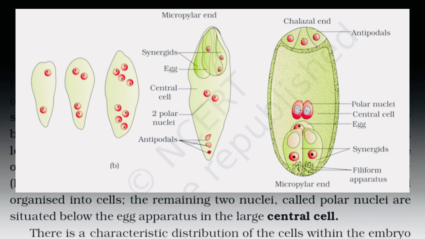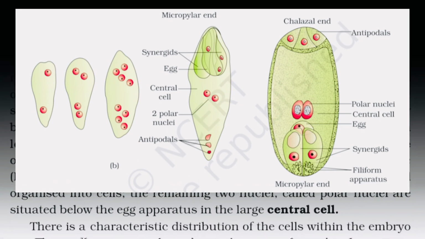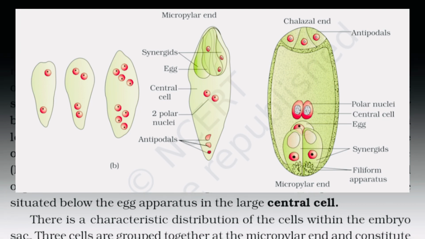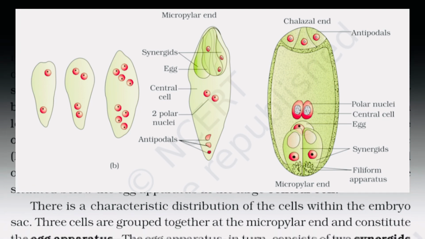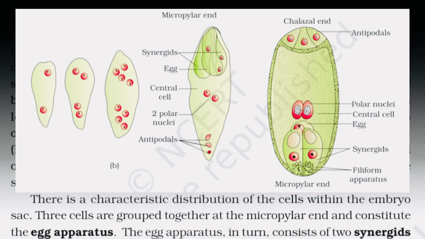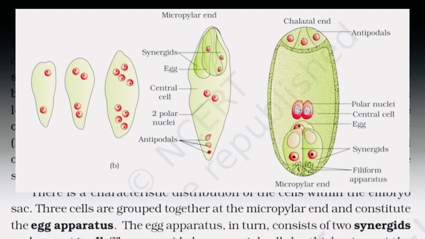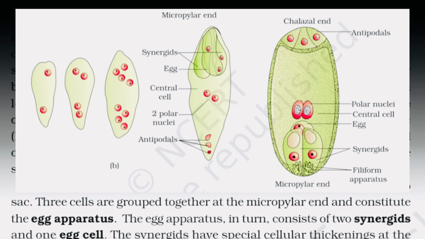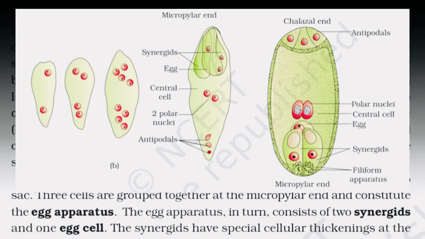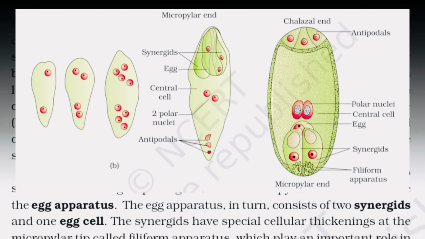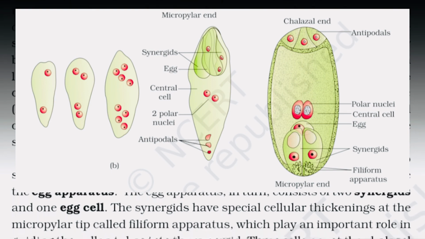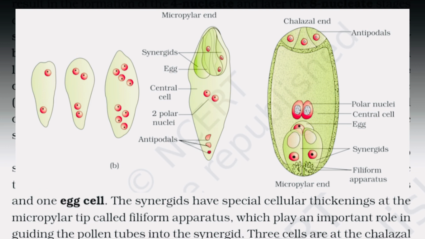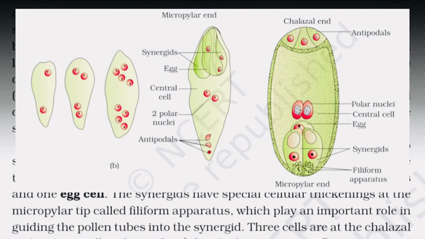There is a characteristic distribution of the cells within the embryo sac. 3 cells are grouped together at the micropylar end and constitute the egg apparatus. The egg apparatus, in turn, consists of 2 synergids and 1 egg cell. The synergids have special cellular thickenings at the micropylar tip called filiform apparatus, which play an important role in guiding the pollen tubes into the synergid.